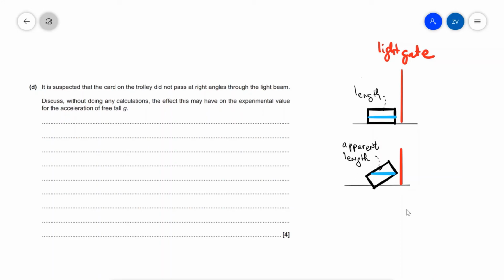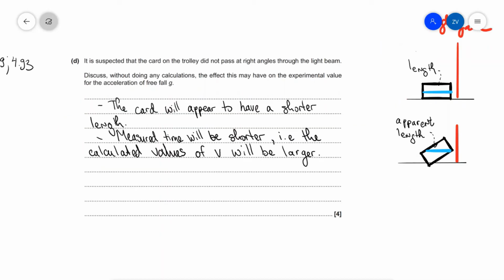In other words, we are going to get a systematic error in which the length of the card appears shorter. However, this means that it will pass quicker through the light gate, which means that the apparent speed will be higher. So each of our measurements of v is going to be of higher value. So as we said, the card will appear to have a shorter length, which means that for those data points, the measured time will be shorter, i.e. your calculated values of v and v squared will be even larger.